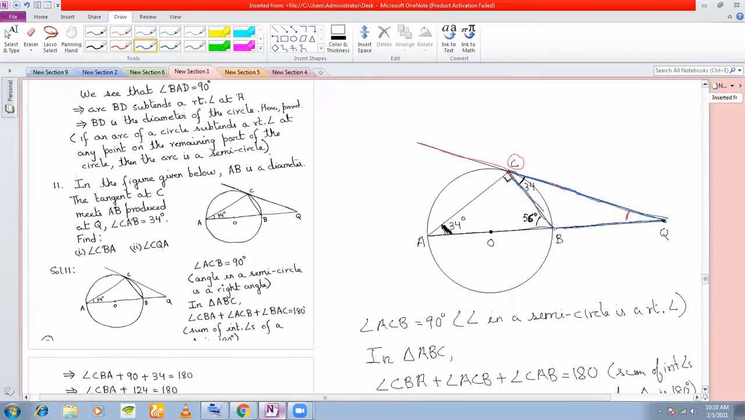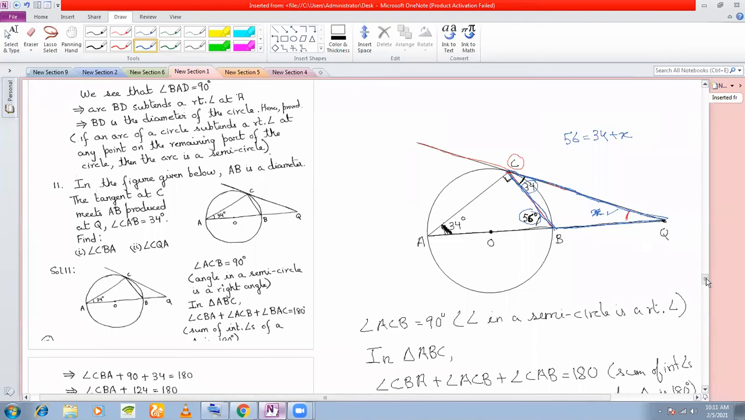CBQ is a triangle in which the exterior angle is 56 degrees, and the two interior opposite angles are 34 and the unknown angle. You know that in a triangle, the exterior angle is equal to the sum of the two interior opposite angles. Let us say the unknown angle is x. From this you can calculate the unknown angle. Okay, so let us write this.